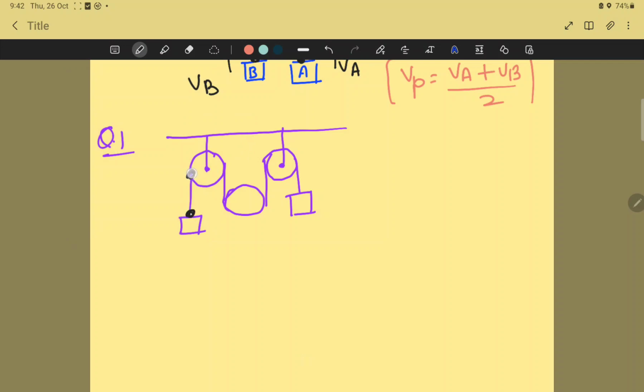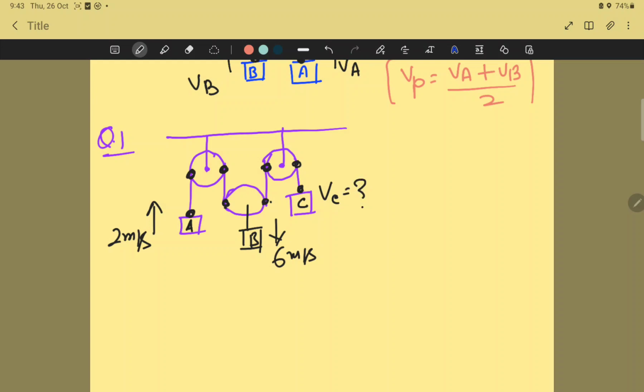1, 2, let's say this is A, and it is moving with 2 meter per second. Then the pulley, then this is B, a block moving with velocity 6 meter per second. So these 2 points must be moving downward. This is part of the pulley, this is C, and Vc we are supposed to calculate.